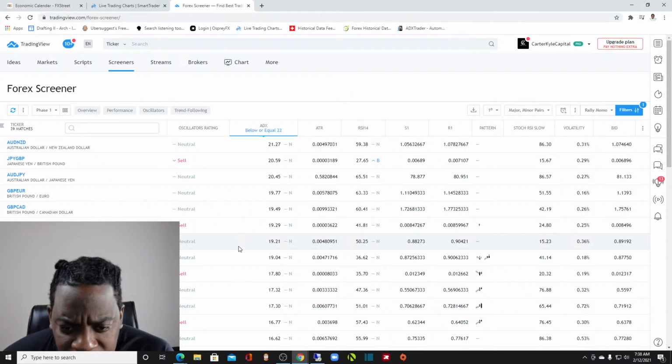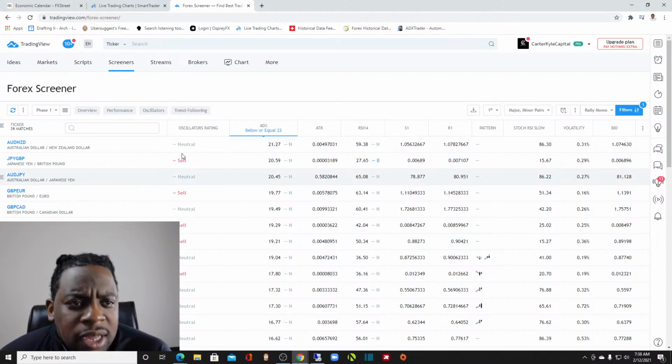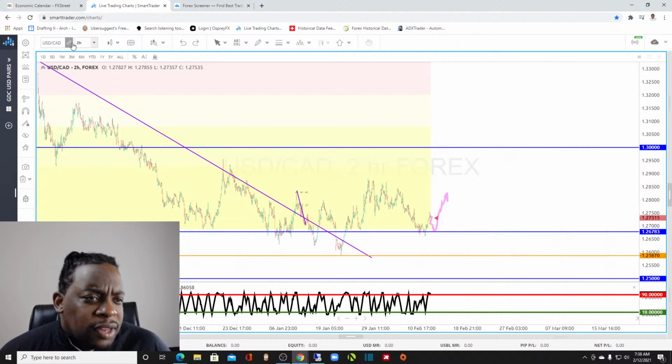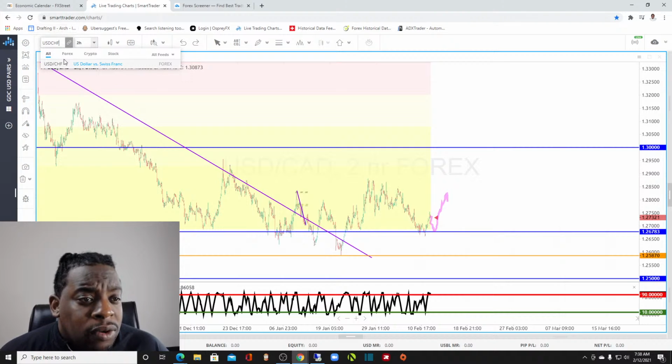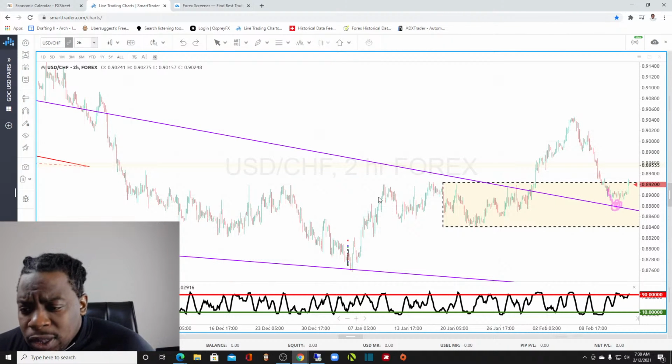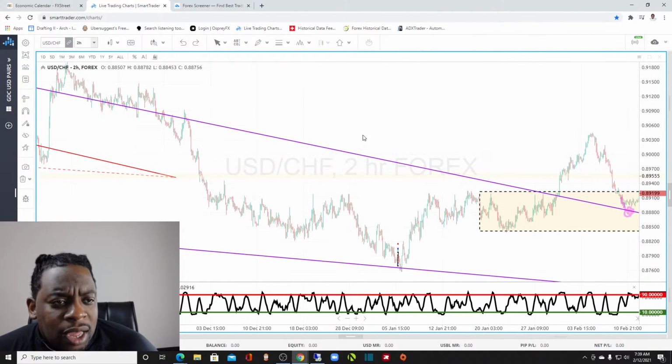U.S. Swiss franc is at 19.21. The stochastic slow is at 15, but the RSI is at 50. Let's take a look at U.S. Swiss franc. Let's see if there's anything decent out of that. The market's been long-term bearish. See if there's any type of move to be able to take based off of this movement.